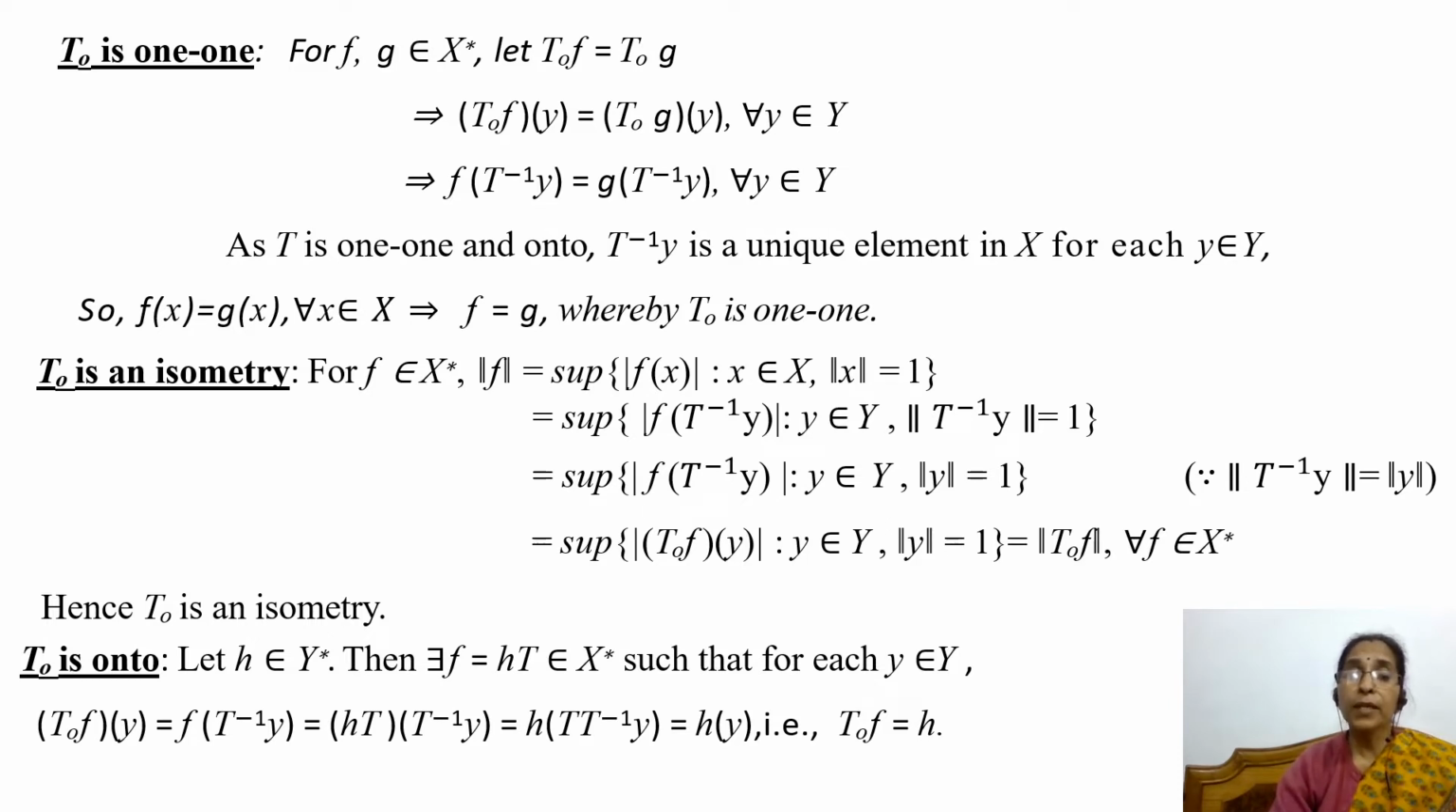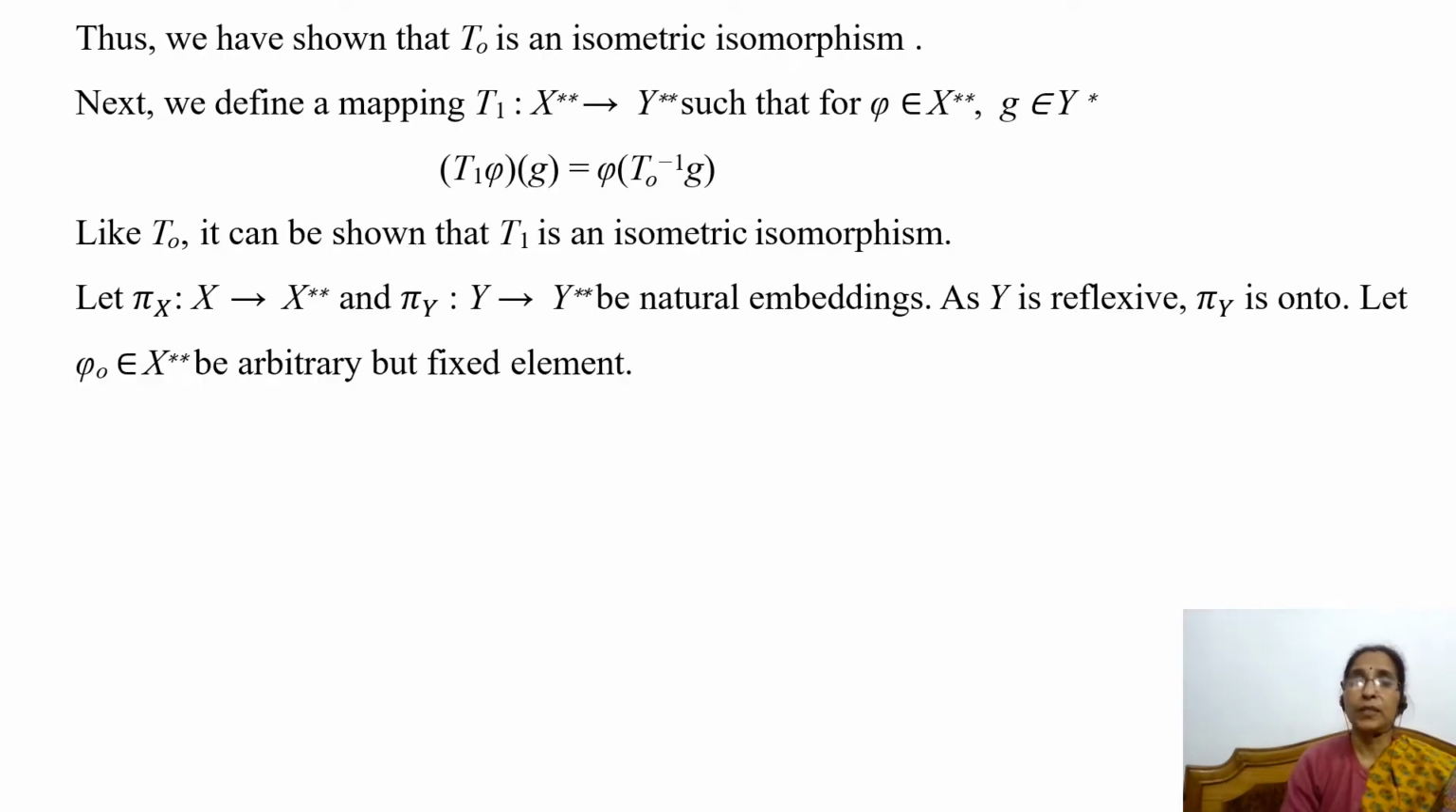And if we replace f by hT, then we get hT of T inverse y, and this is same as h of T T inverse y. And since T T inverse is the identity mapping, we have h of y, and this holds for any y in Y. So we can say that for h in Y star there exists an element hT that is equal to f, such that T naught image of f is equal to h. So T naught is onto. Thus we have shown that T naught is an isometric isomorphism.